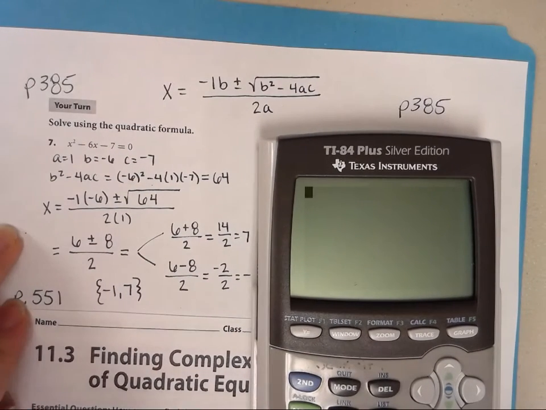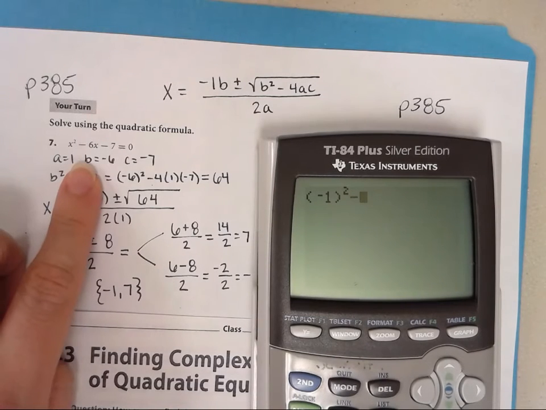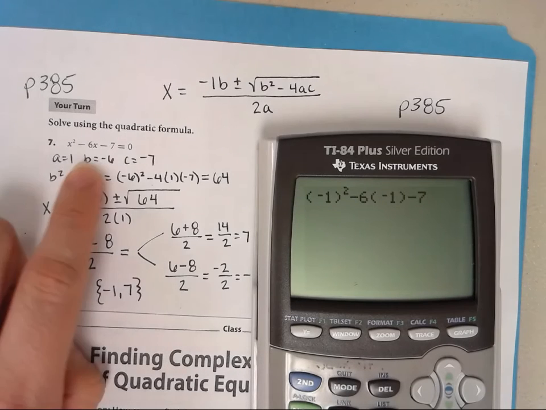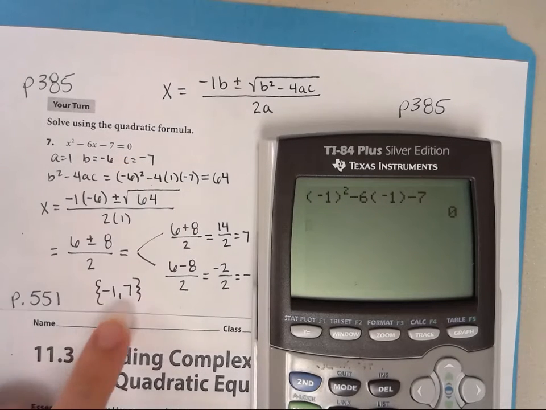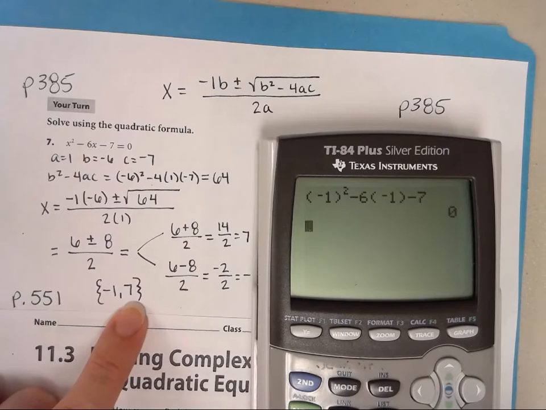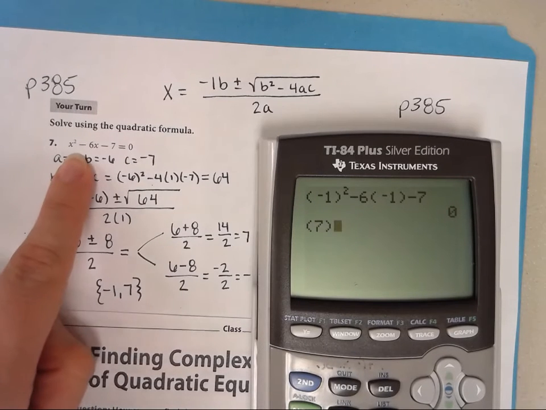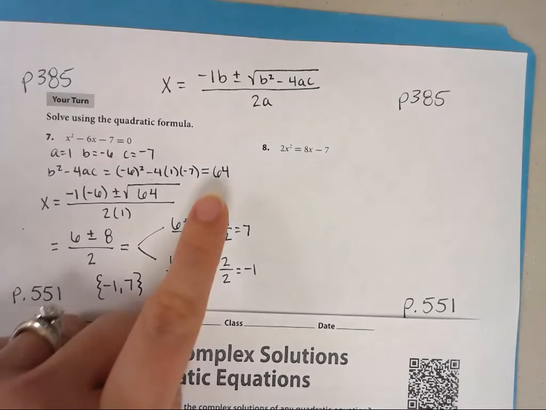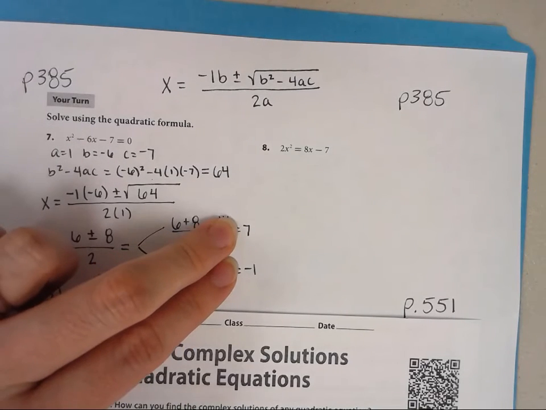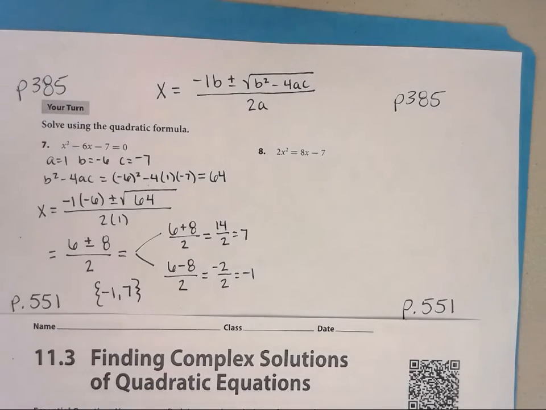So let's check with -1. -1 squared minus 6 times -1 minus 7. When we plug that in, it says it should equal 0. And it does. Let's also check with the 7. Plugging it into the original equation, it also equals 0. So the discriminant says we should find two solutions. By checking them, you know those two solutions are correct.